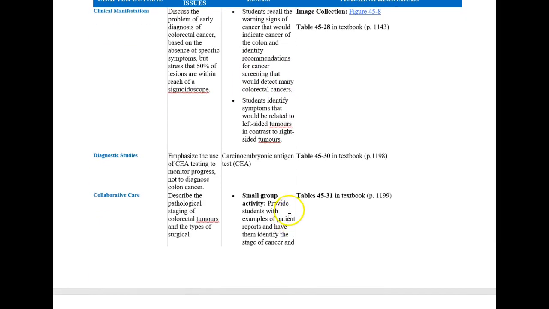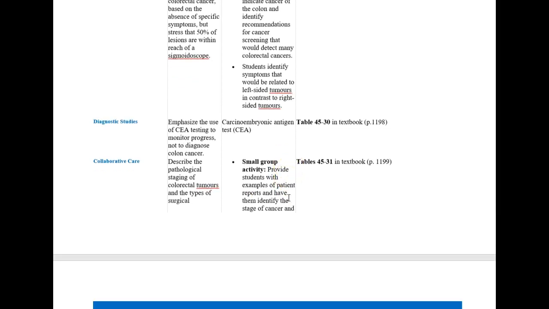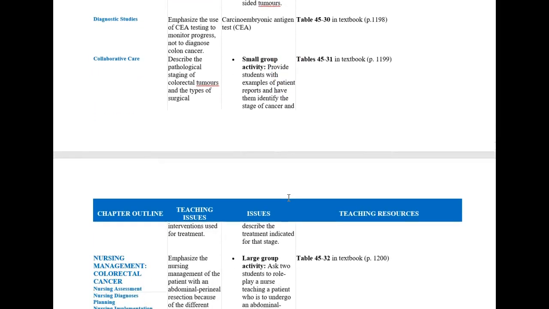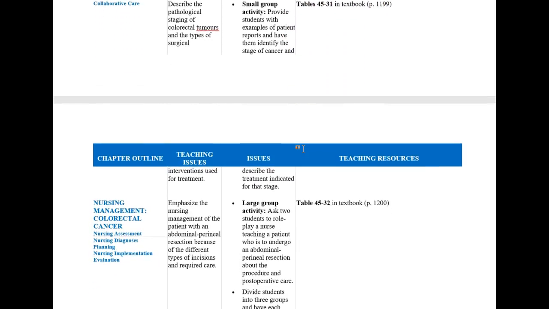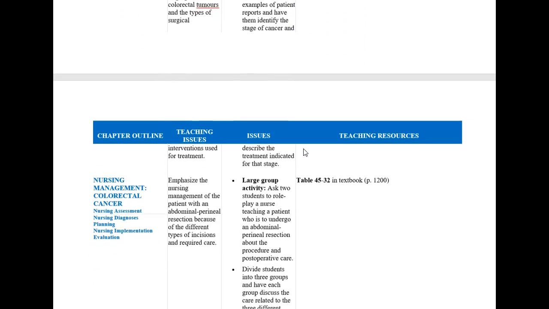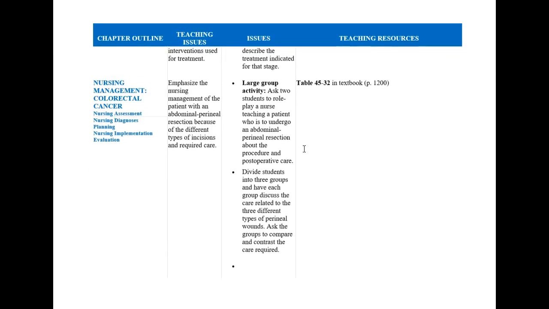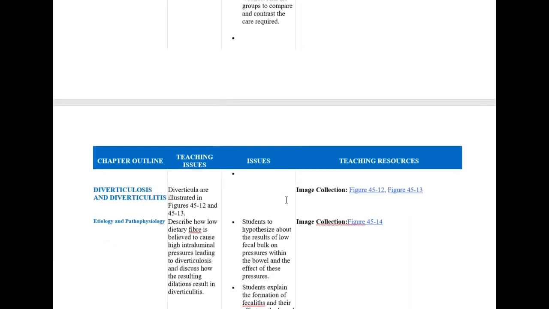Sorry, I'm not saying that right. But basically, how is it staged? That's the other thing I'd be interested in you looking at, the staging. The staging is in your textbook on table 45.31, the different stages, and I'm going to post that particular page on your PowerPoint as well. And then, of course, the nursing management of that particular disease.